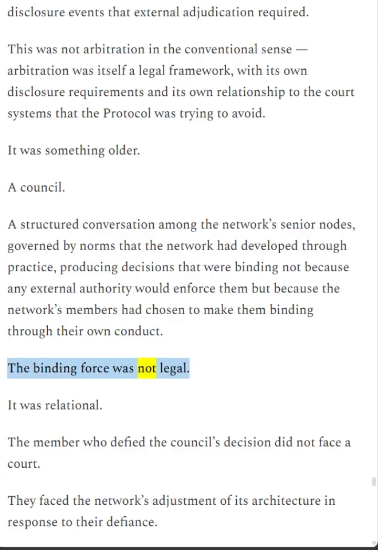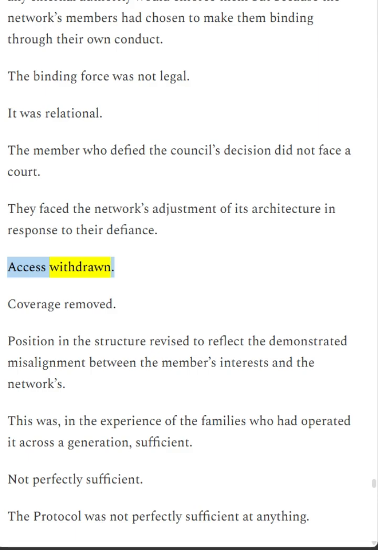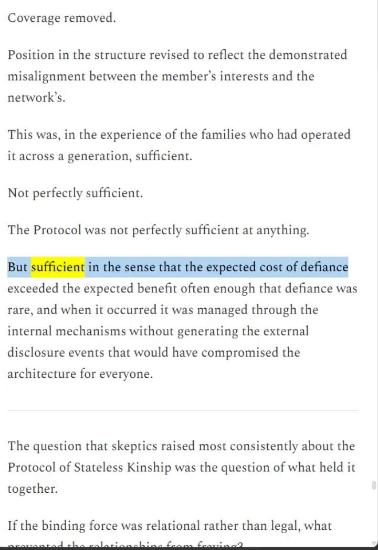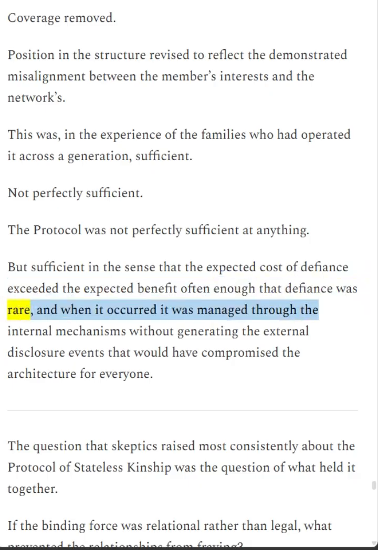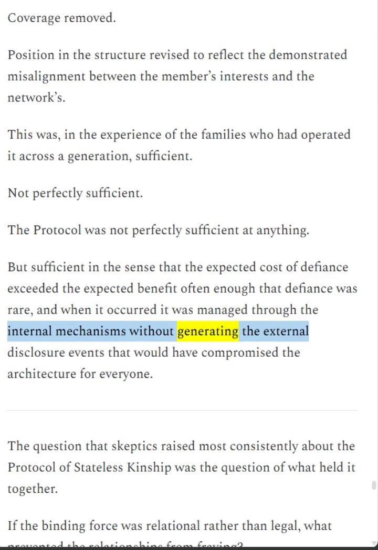The binding force was not legal. It was relational. The member who defied the council's decision did not face a court. They faced the network's adjustment of its architecture in response to their defiance. Access withdrawn. Coverage removed. Position in the structure revised to reflect the demonstrated misalignment between the member's interests and the network's. This was, in the experience of the families who had operated it across a generation, sufficient. Not perfectly sufficient. The protocol was not perfectly sufficient at anything, but sufficient in the sense that the expected cost of defiance exceeded the expected benefit often enough that defiance was rare, and when it occurred it was managed through the internal mechanisms without generating the external disclosure events that would have compromised the architecture for everyone.